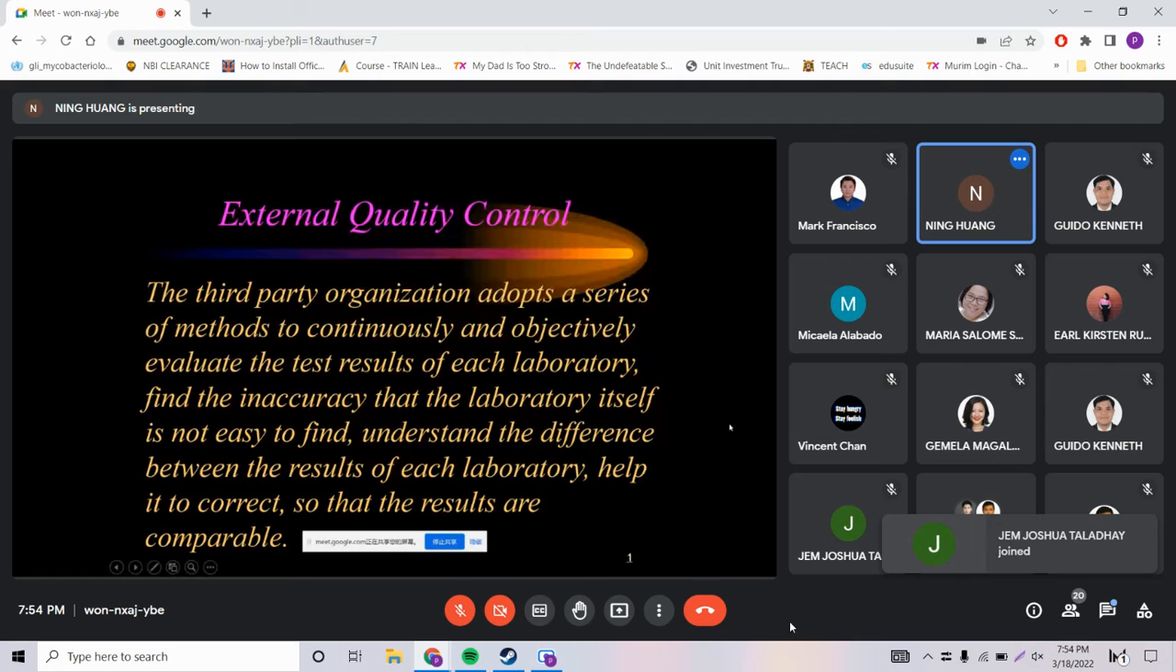Hello, everyone. The topic I'm going to do is external quality control. A third-party organization adopts a series of methods to continuously and objectively evaluate the test results of each laboratory. Find the inaccuracy that the laboratory itself is not easy to find. Understand the difference between the results of each laboratory, help it to correct so that the results are comparable.